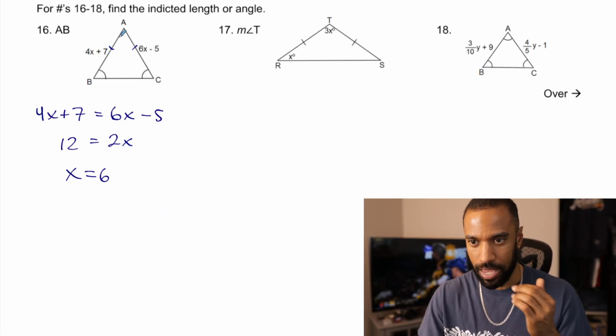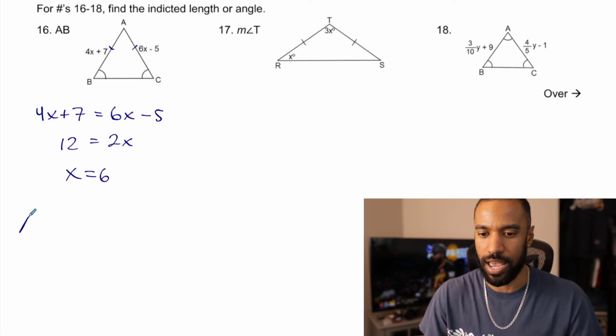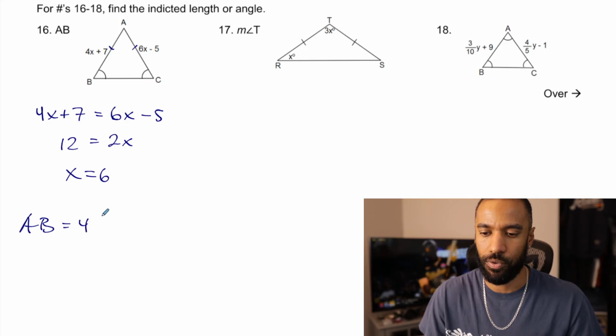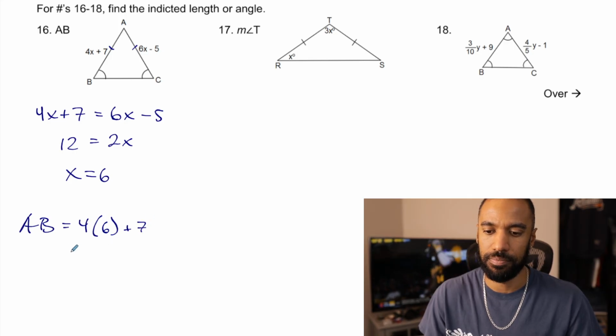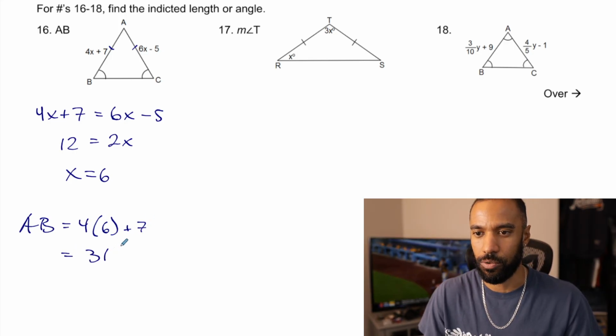Now we've got to find the length of AB right here. I'm going to substitute 6 for x into there. AB is 4 times 6 plus 7. 24 plus 7 is 31. And it doesn't say centimeters or anything. So there's AB.